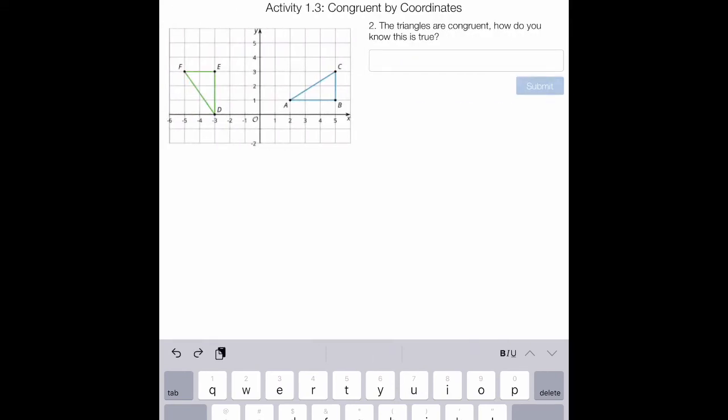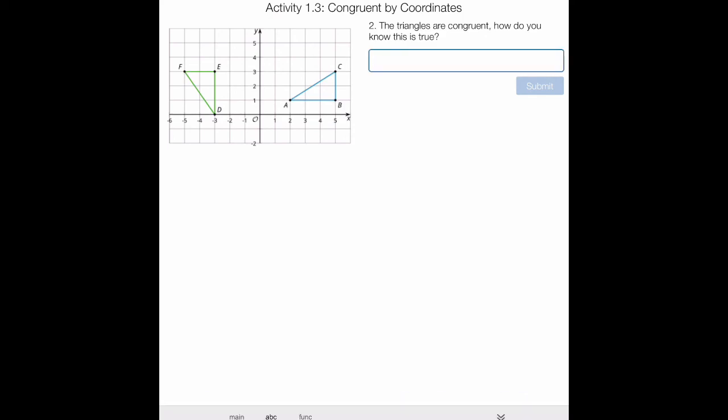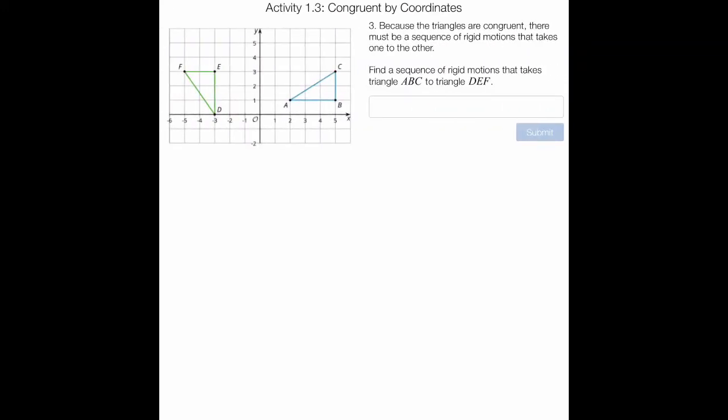Same thing here for number 2. They say the triangles are congruent. How do you know this is true? Just type in your response here. Type up a response. Remember, I'm not always looking for you to be super, super correct. I just want to see that you tried it. So go ahead and tell me, how do you know that these two triangles are congruent? They're telling you they're congruent, but how do you know? Tell me a good summary of how you know this is true.